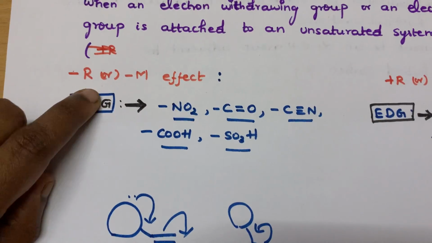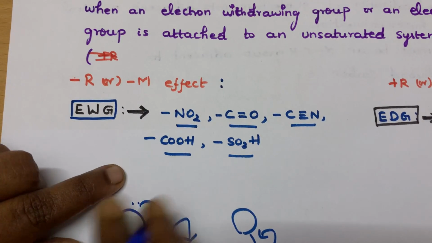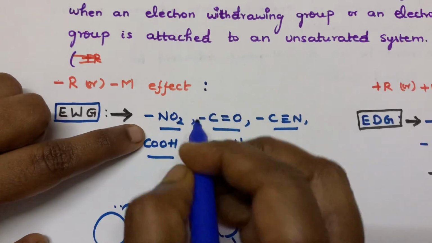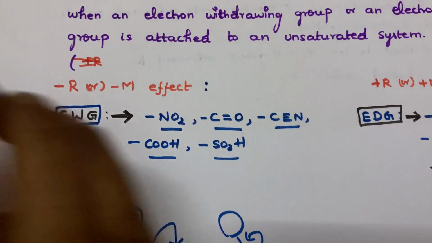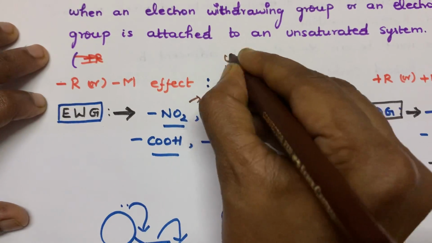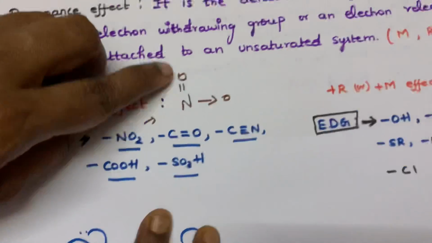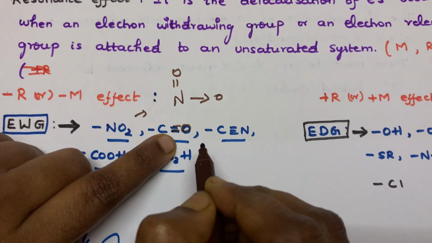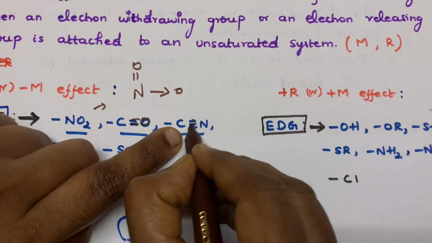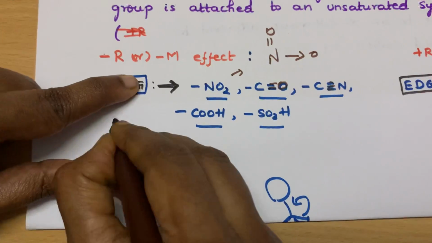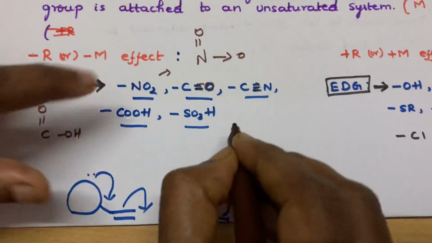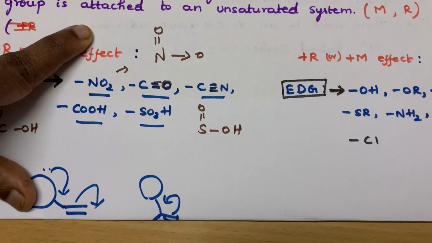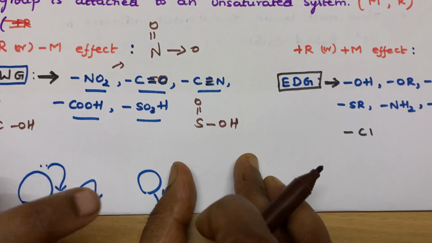Okay, so for the minus R effect, the groups will have unsaturation in them. What is unsaturation? If you write the nitro group, this is the nitro group, and it has an unsaturated bond. Carbonyl has a C double bond, so it is also having an unsaturation. Cyanide is also having unsaturation, and acid is also having unsaturation, and sulfonic acid is also having unsaturation. So these are the clues to remember.